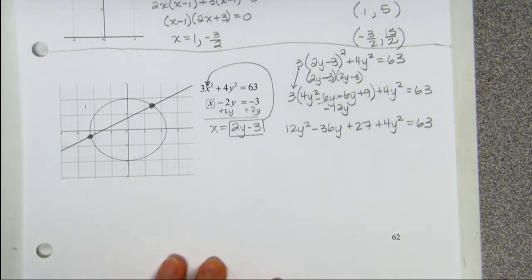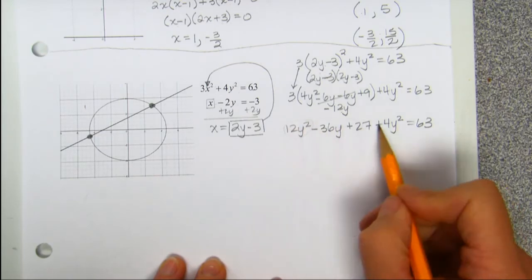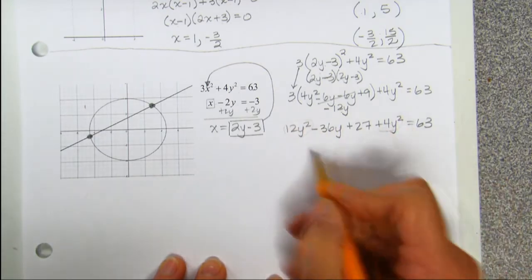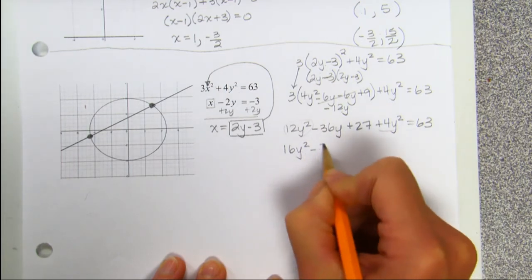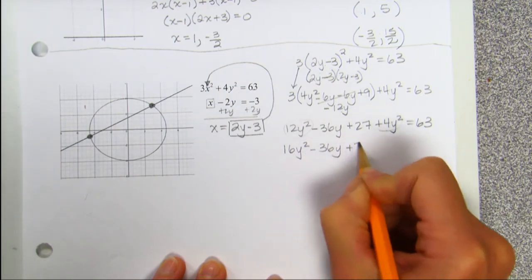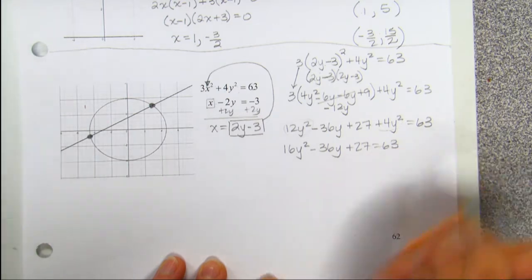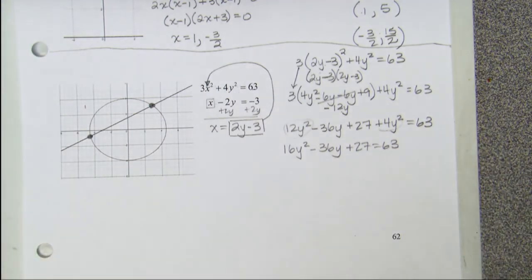All right, I see some like terms. I see the 12y squared and the 4y squared. 12y squared plus 4y squared is 16y squared. Is there anyone who needs me to walk them through anything thus far? We're not close to being done. Y'all are okay?